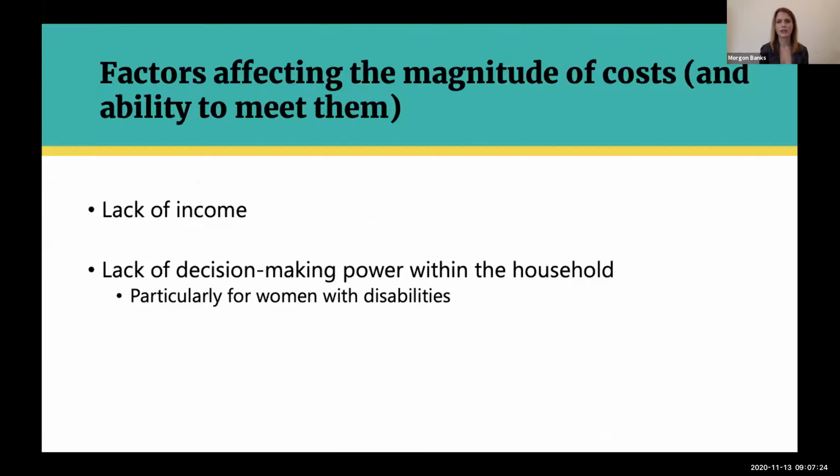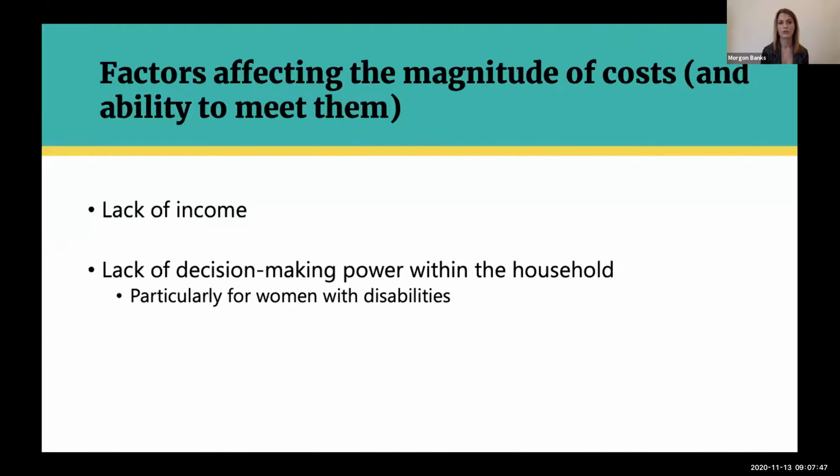It was also interesting looking at some of the factors that affected both the magnitude of costs and households' ability to meet them. So I think we traditionally focus quite heavily on the lack of income, and this was absolutely a problem in both settings amongst all participant groups. Lack of income was a major challenge in meeting direct costs. But there were also a number of other factors.